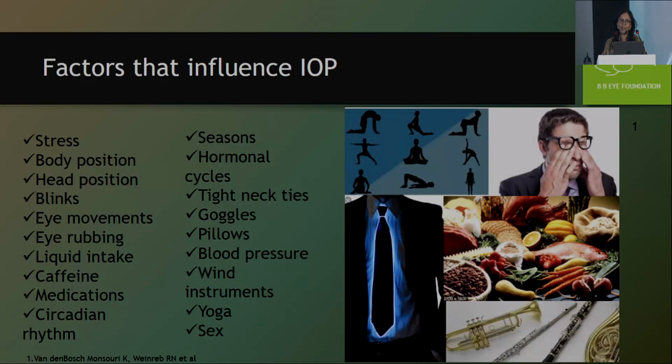Because of these factors, when you measure intraocular pressure at your clinic, you need to be aware under what circumstances you are measuring that pressure, because it could fluctuate over maybe 10 to 12 millimeters of mercury.